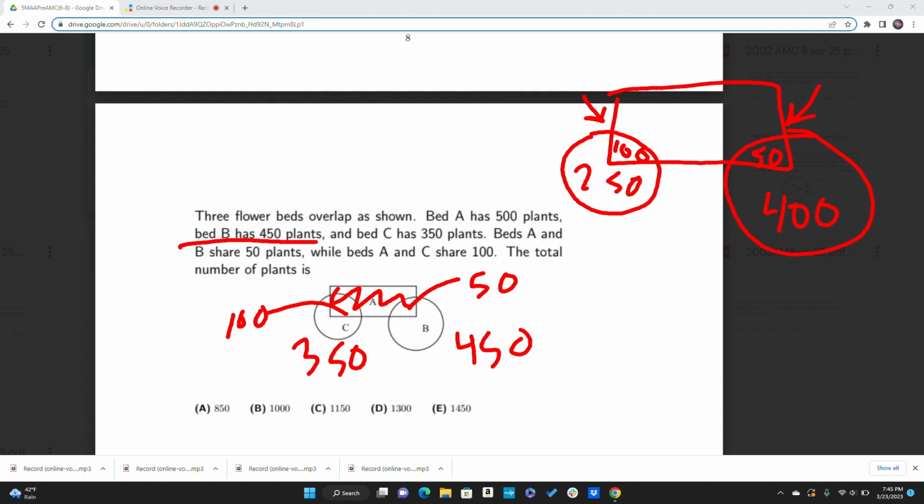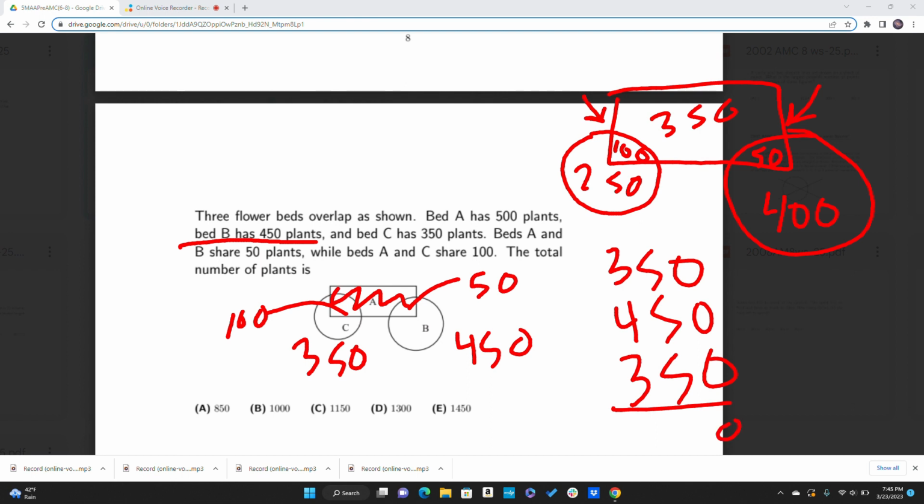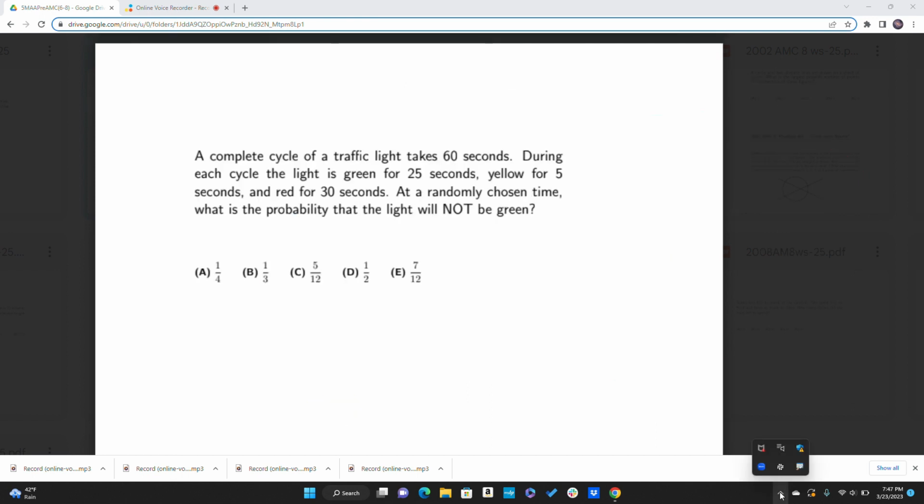Okay? And we know that A has 500 plants, but we've already counted 150 of them, right? So the 500 minus 150, that's going to be 350 plants that are just in A that we haven't already counted. So let's add that up. How many plants are there in total? That's 350 plus 450 plus 350. That is going to be, no shame in writing it out, 1,150 plants.